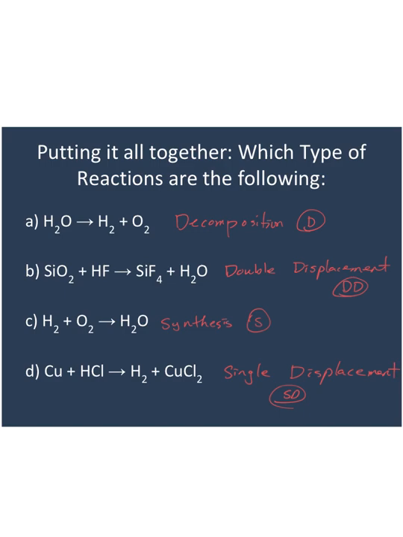Here I have two elements plus two elements. And if you look at the pattern, the first goes with the last to make my SiF4, and the third goes with the second to make my H2O. This is a double displacement reaction. A short form for that is writing it as DD.